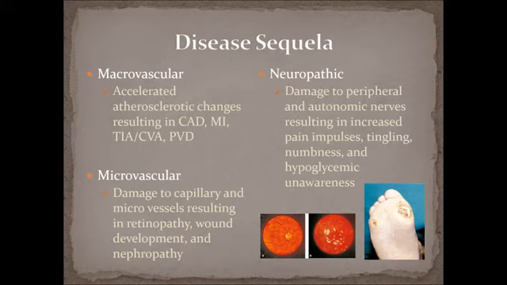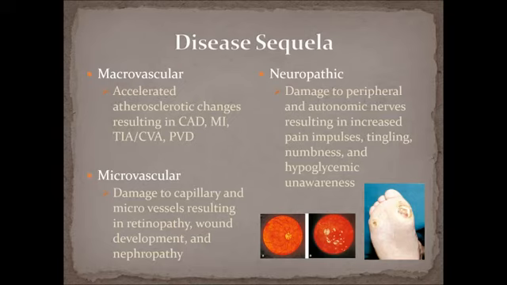From a microvascular standpoint, the high glucose levels actually damage the capillaries and the microvessels in the eyes, in the nerves, and in the kidneys. So retinopathy, diabetic retinopathy, eventually results in blind spots and then progresses to blindness. Nephropathy actually damages the nephrons in the kidney. They will lose their ability to filter, to concentrate and dilute urine, eventually even to make urine. It also causes damage to the nerves, peripheral and autonomic nerves, and this causes increased pain impulses.